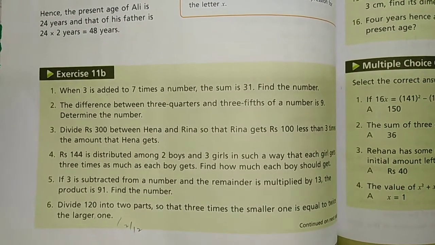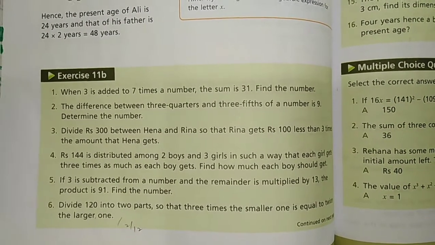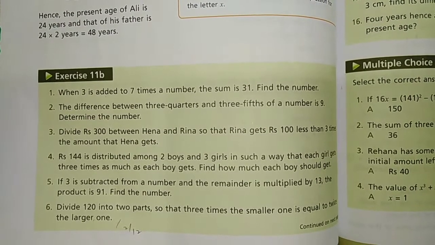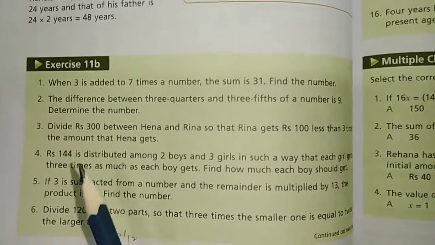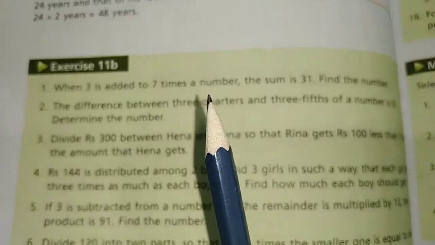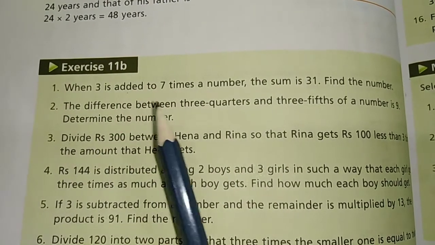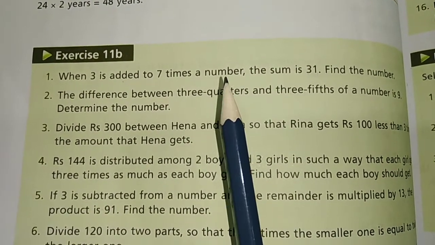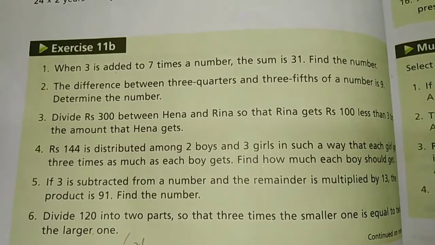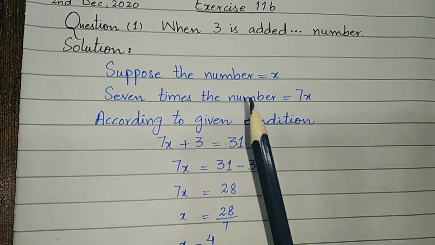Equations. So the question number 1 is, when 3 is added to 7 times a number, the sum is 31. Find the number. So simply we have to convert it into a simple algebraic equation. When 3 is added to 7 times the number, the number is not given. So we have to let the number be x. So suppose the number is x.